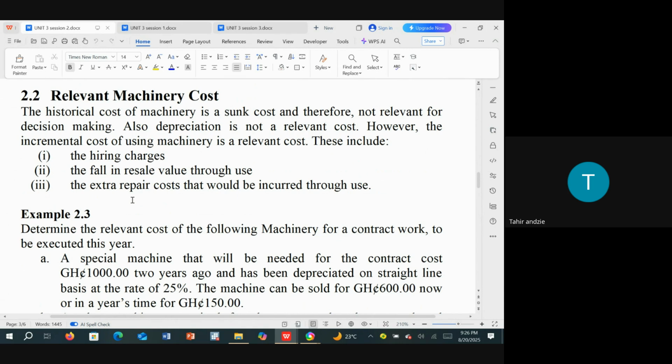If you have bought a car already, you have paid for it, and you are now using the car, and there's a decision to do something about the car, that cost of the car is a sunk cost. So that is irrelevant. Also, depreciation is not a relevant cost.